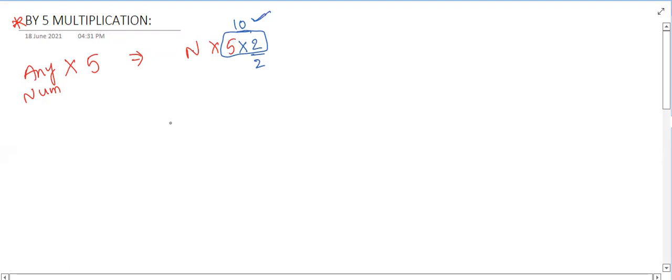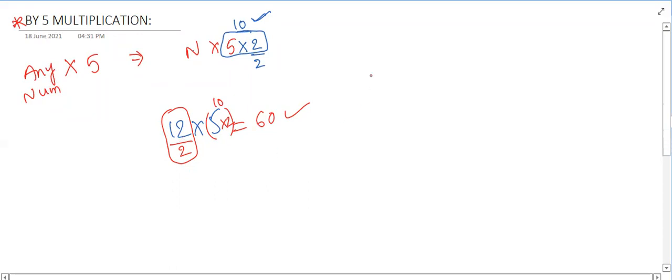Suppose I take a number like 12 into 5. Instead of direct multiplication by 5, I will divide this number by 2. What is the division result? 6. Now add 0. That's your answer. Not 6 into 30. Here we have already taken into 2 by 2. This is nothing but 10.